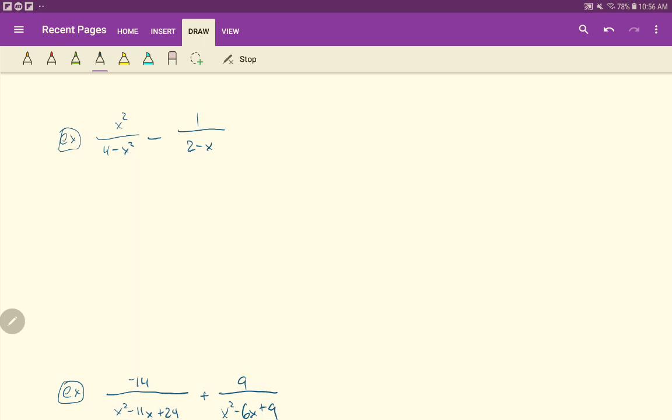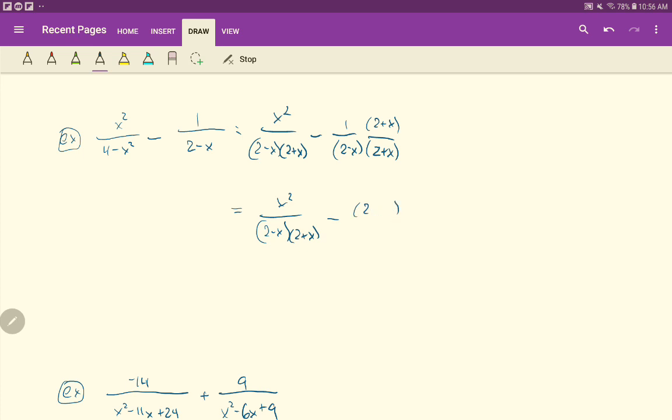Okay, here we go. Same idea here. You can see we don't have a common denominator, but this thing factors. Let's factor it out. You can see that this denominator is missing that 2 plus x. So we'd multiply the top and bottom by 2 plus x, again because we're really just multiplying by 1 when we do that. We get x squared over 2 minus x, 2 plus x, minus the new numerator, over 2 minus x times 2 plus x.